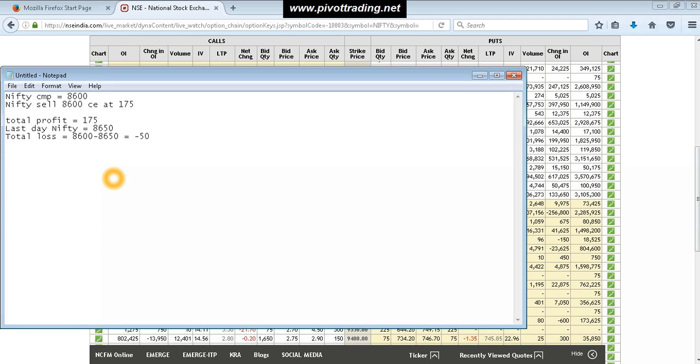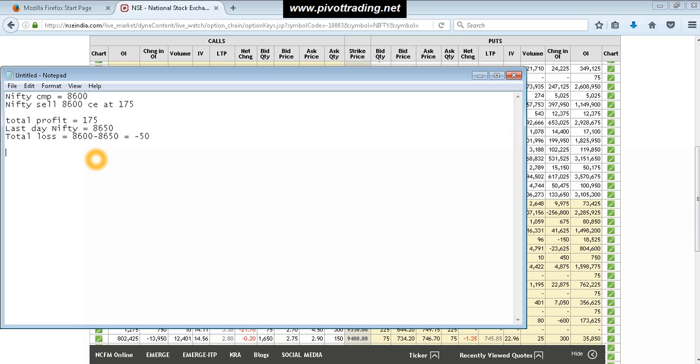Your loss in this particular trade is minus 50, but your total profit was 175 rupees, because to sell this 8600 call you took 175 rupees, and now on the last day you are paying back 50 rupees, because you sold at 8600 and now the price is 8650. So this is basically your net loss in this particular transaction.